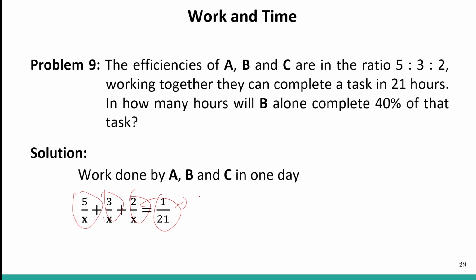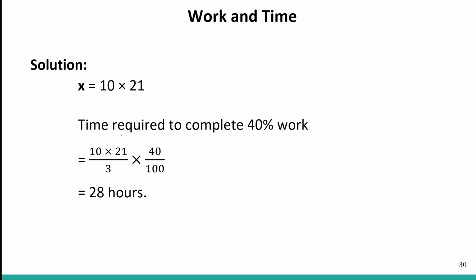Okay, that is assumed here. So this implies that 1 by x into 5 plus 3 plus 2 is equal to 1 by 21. So this implies that x is equal to 8 plus 2, which is 10 by 21. So x will be 10 into 21. So the time required to complete the 40% work is 10 into 21 by 3, which is 14 by 100, at that 40% capacity or efficiency. So it will take her 28 hours.